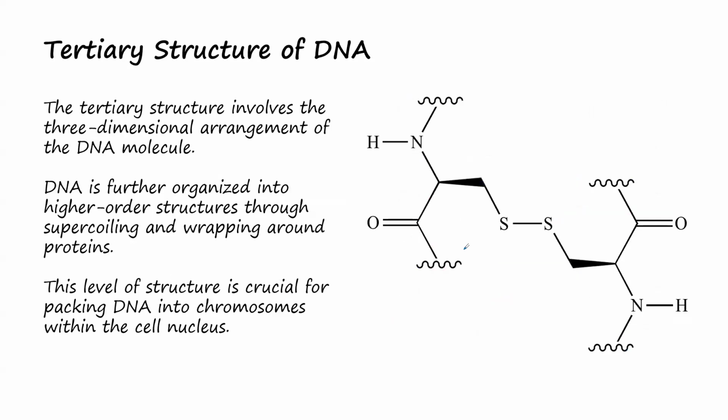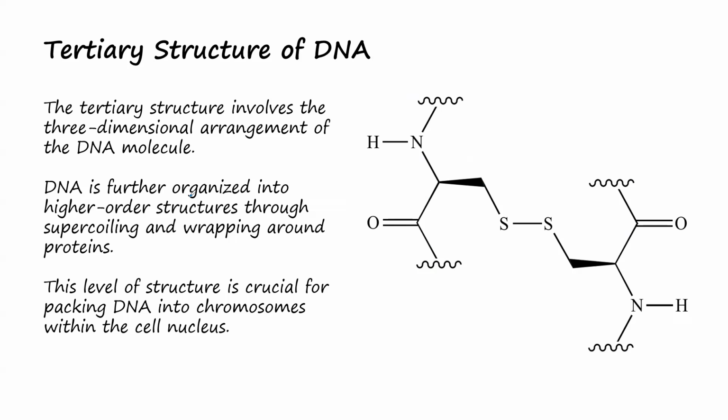So then the next thing is the tertiary structure. The tertiary structure involves the three-dimensional arrangement of DNA molecules. So when you have the three-dimensional arrangement of DNA molecules, that is when you have the tertiary structure of DNA. DNA is further organized into higher order structure through supercoiling and wrapping around histone proteins.